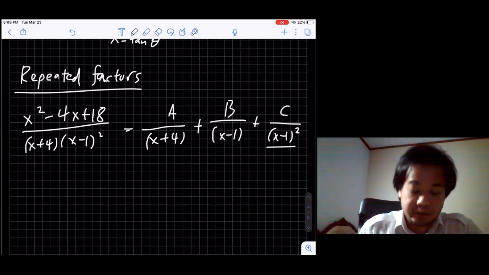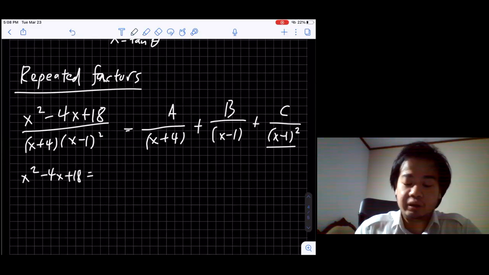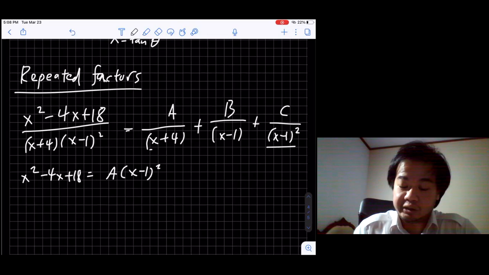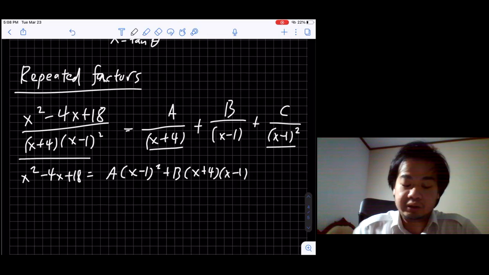Then the same thing: x squared minus 4x plus 18. Make the denominators equal to perform the addition. So it's going to be a times (x minus 1) squared, right? Because the first term needs (x minus 1) squared, and the b term needs (x plus 4)(x minus 1) to make this.